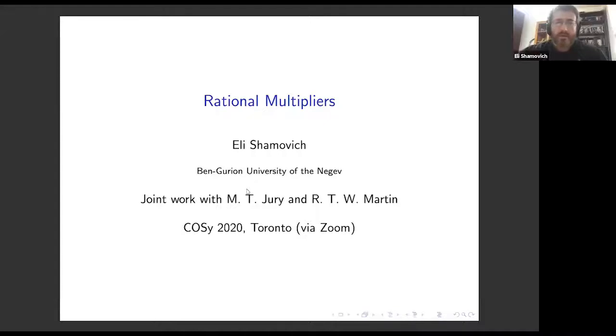I'm going to talk about rational multipliers. But in my talk, the multipliers are going to be non-commutative. And I'm going to talk about what happens when we have a non-commutative rational function and it is a multiplier on the Fock space, or when is it a multiplier on the Fock space, and what comes out of it. And of course, I'll present some applications and why we were interested in that in the first place.